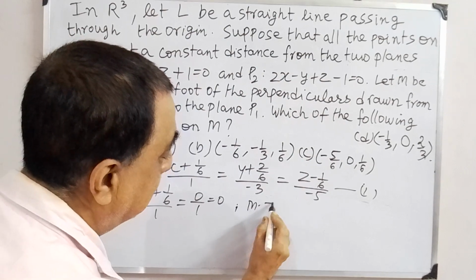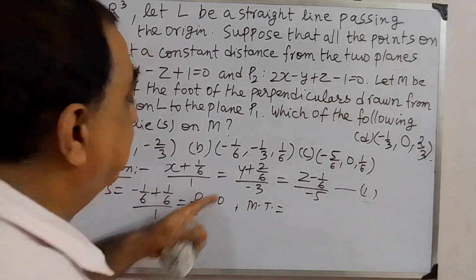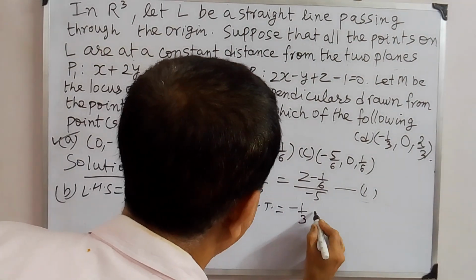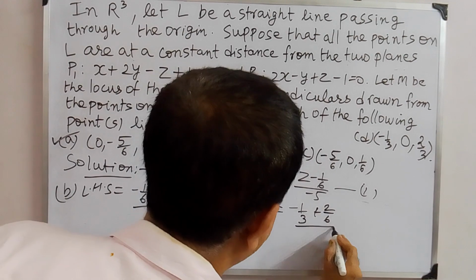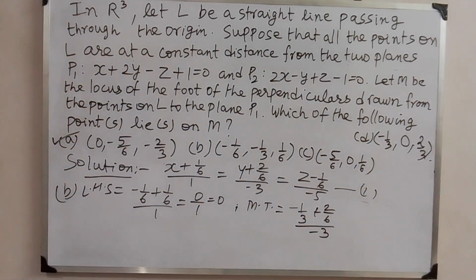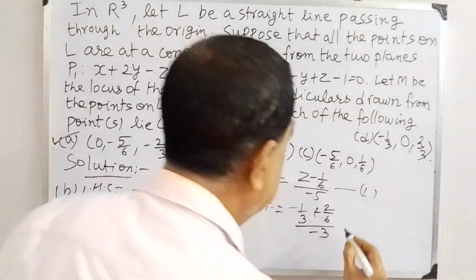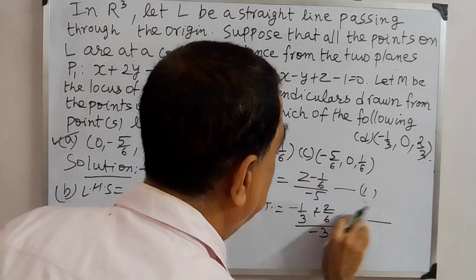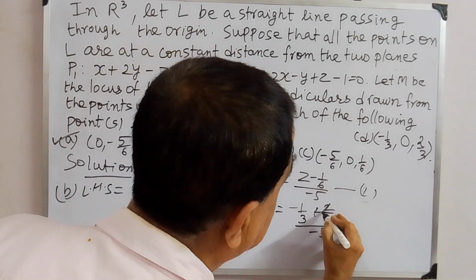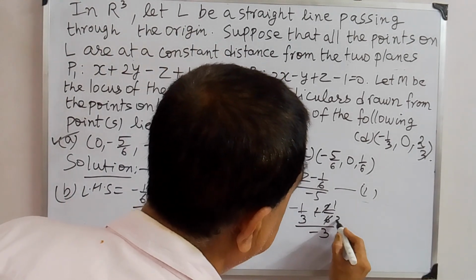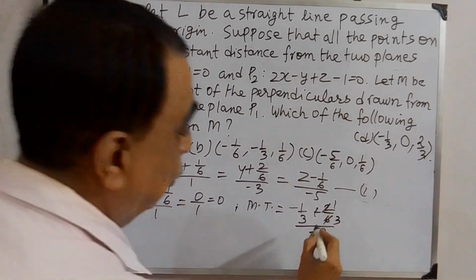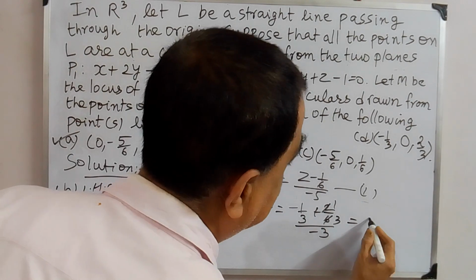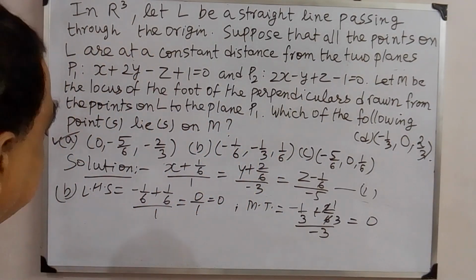And the middle term value becomes, in place of y, I will put minus 1 by 3. So minus 1 by 3 plus 2 by 6 divided by minus 3. Now here, take the LCM, or you may do it like this. Divide by 2. So this is 1 and 3. So this is minus 1 by 3 plus 1 by 3, which is 0 by minus 3.